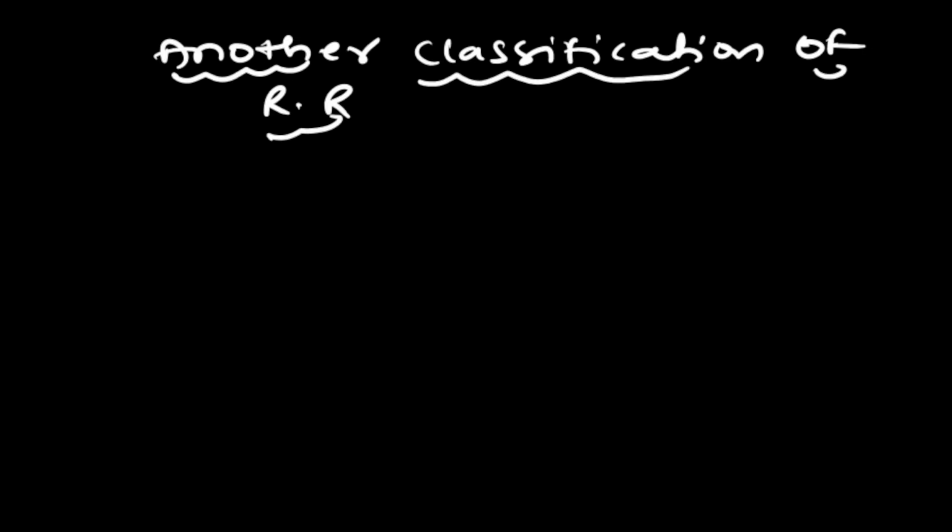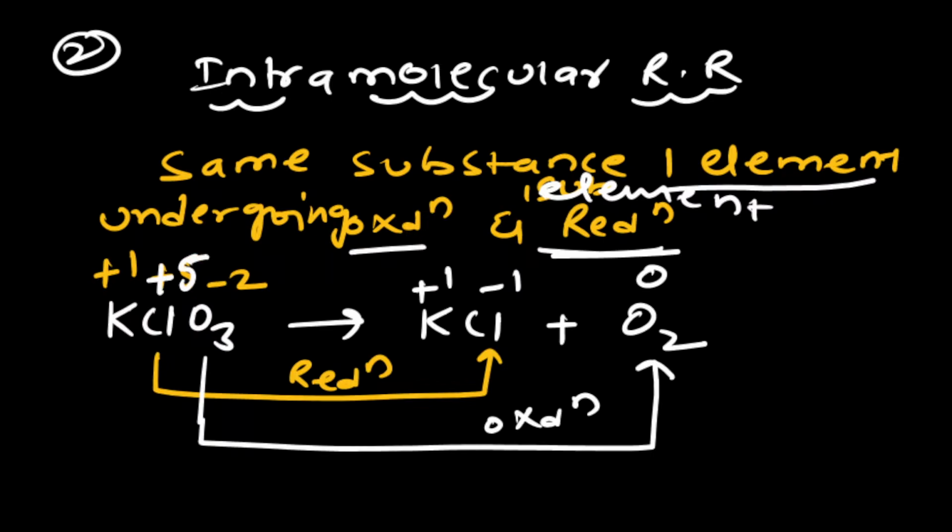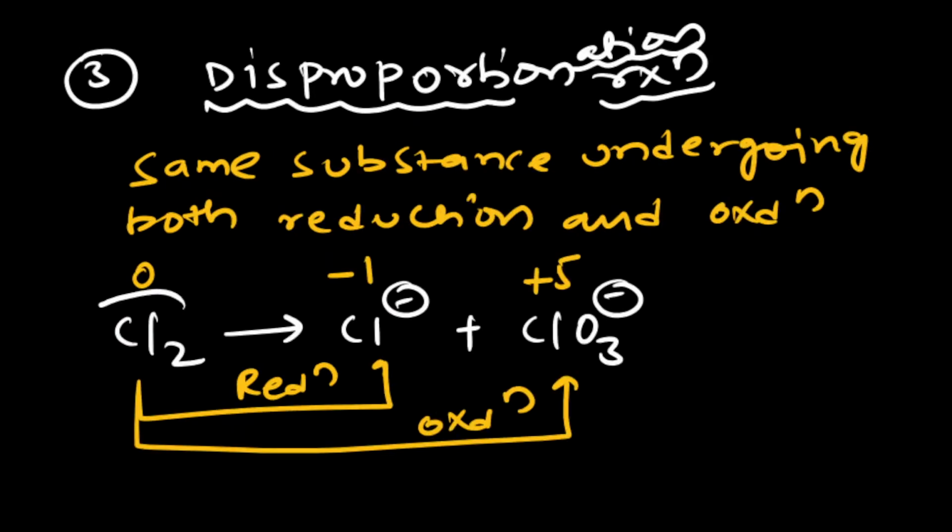Now you see, intramolecular means same substance, one element undergoing oxidation, one element undergoing reduction. In this, the substance is the same, but one element is undergoing oxidation, one element is undergoing reduction. See, chlorine is undergoing reduction, oxygen is undergoing oxidation.